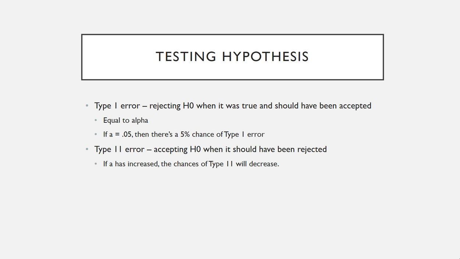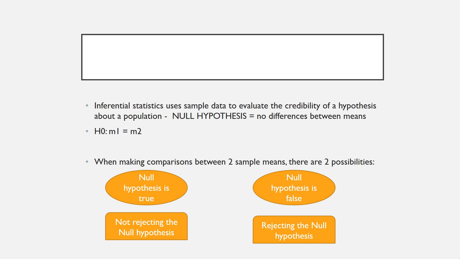Let's say you run your test through SPSS and you get 0.05. Then there's a 5% chance of a Type 1 error. Type 2 is accepting H0 when it should have been rejected. If alpha is increased, the chance of Type 2 error will decrease, basically the inverse of Type 1 error. So inferential statistics use sample data to evaluate the credibility of a hypothesis about a population. The null hypothesis basically means that there's no difference between means.